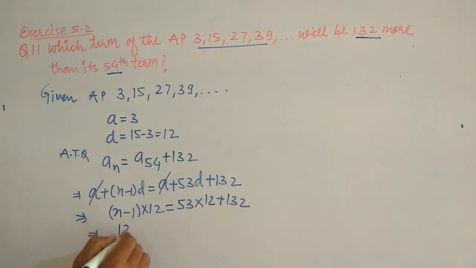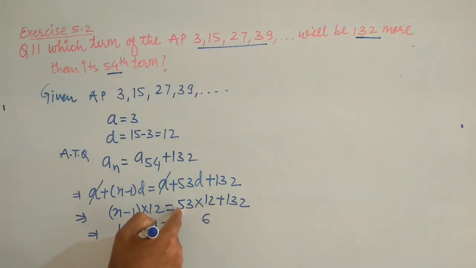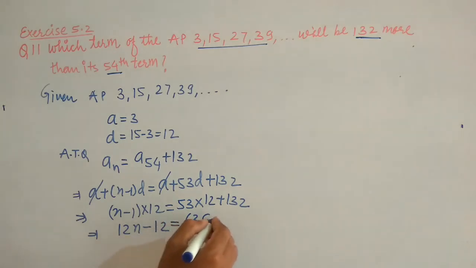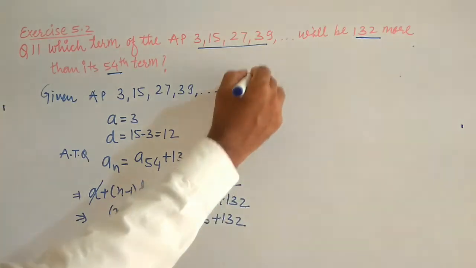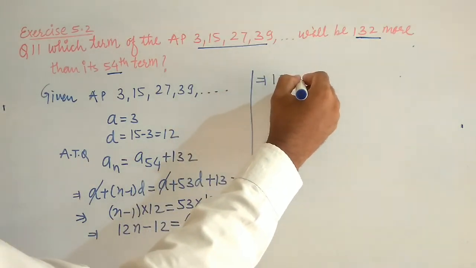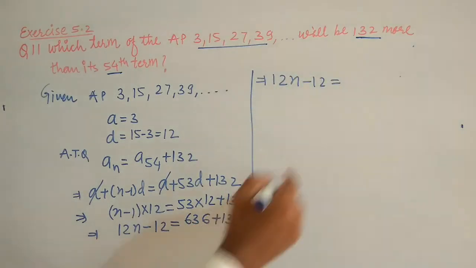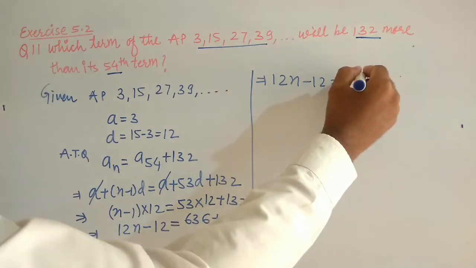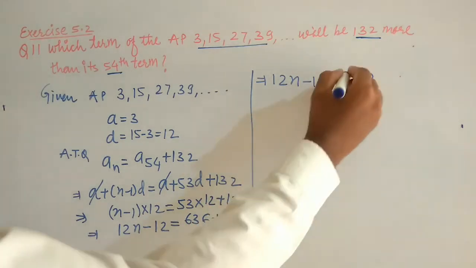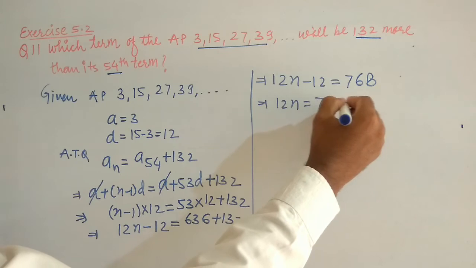So n into 12, it is 12n minus 12 into minus 1 is minus 12 is equal to 12 3 ja 36 and 12 5 ja 60 and 3 63 plus 132. So it is 12n minus 12 is equal to, we'll add this 6 and 2 8, 3 then 3 6 and 6 and 1 7. Then 12n is equal to 768.